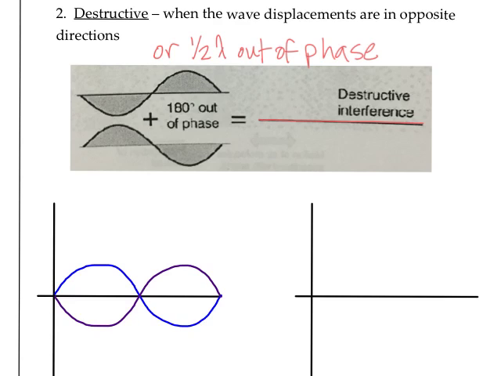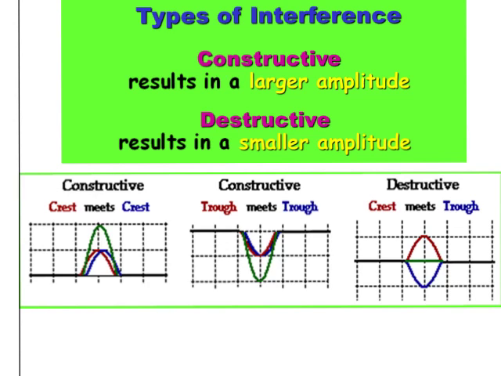Again, we could either look at the two waves separately and add them together, or you can overlap them, but the result is going to be the same. When you add them together, those waves are going to cancel each other out for destructive interference. So here's another slide to present constructive and destructive interference for you. Feel free to add to your notes if you see fit.